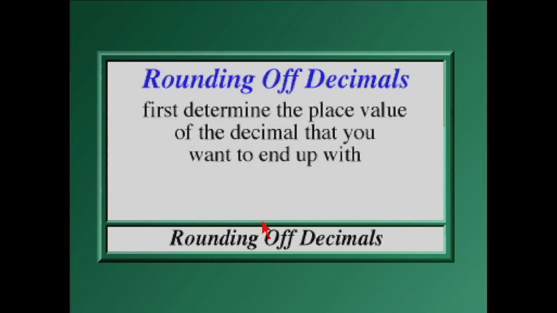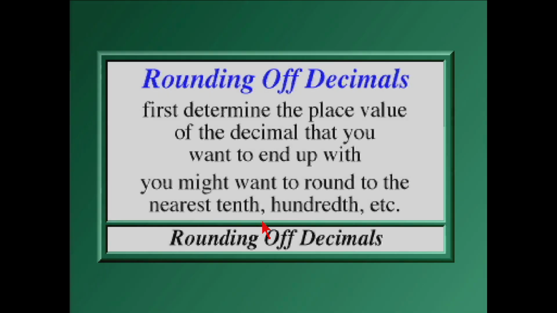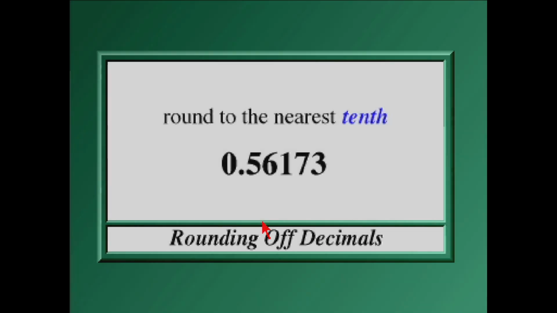To round a decimal, first determine the place value of the decimal that you want to end up with. You might want to round to the nearest tenth, hundredth, etc. Suppose you decide to round to the nearest tenth the decimal fraction 0.56173. Locate the place value to the right of the place value you have chosen. In this case, directly right of the tenths column. This is the hundredths column.